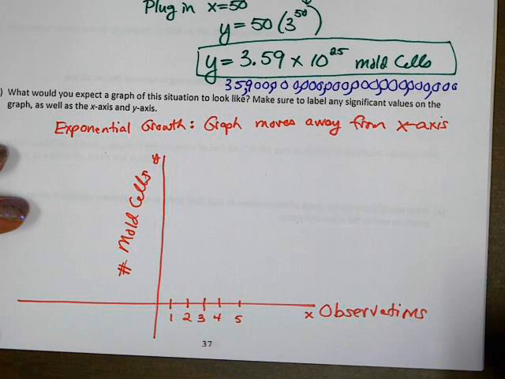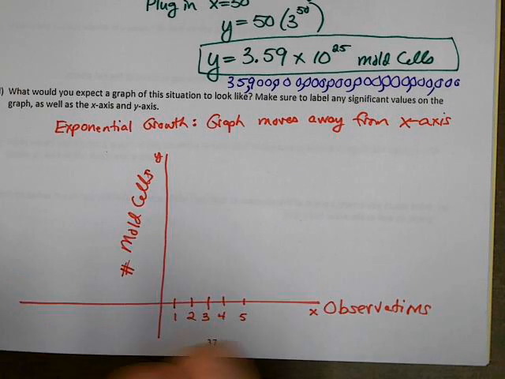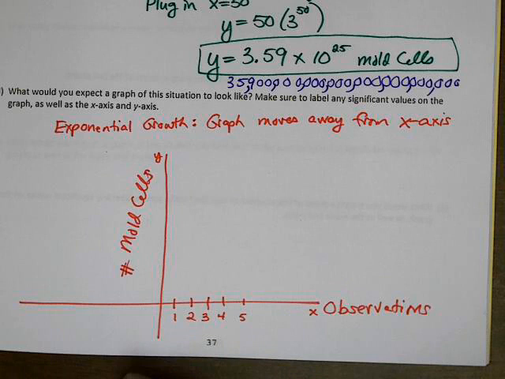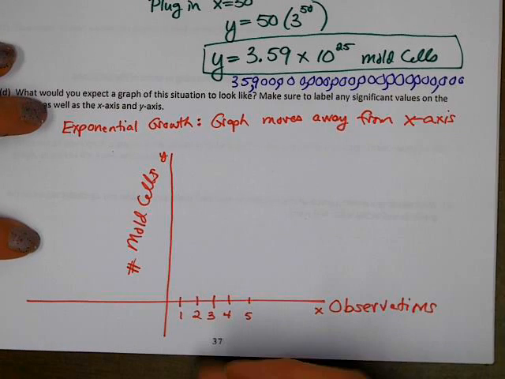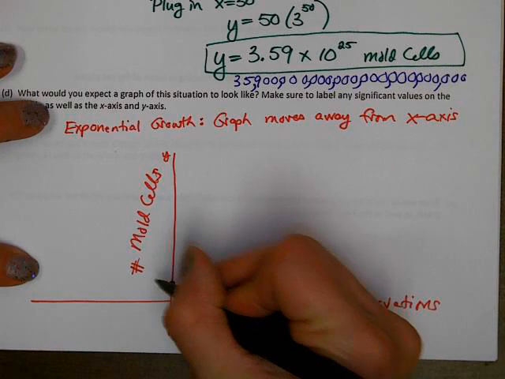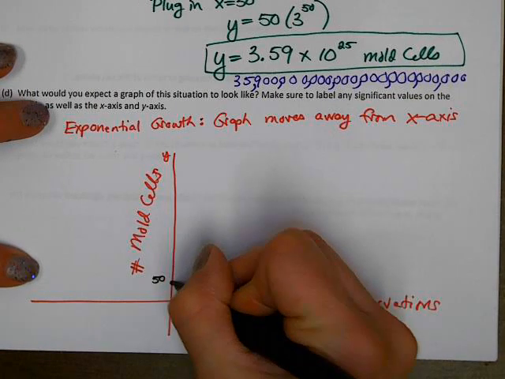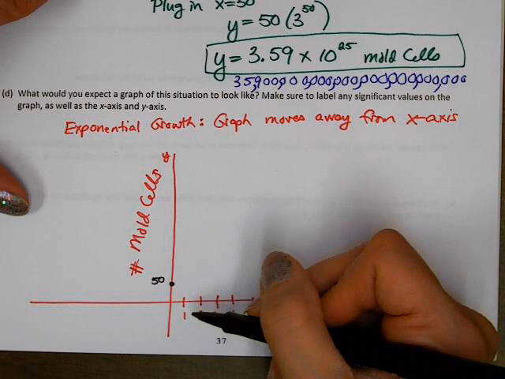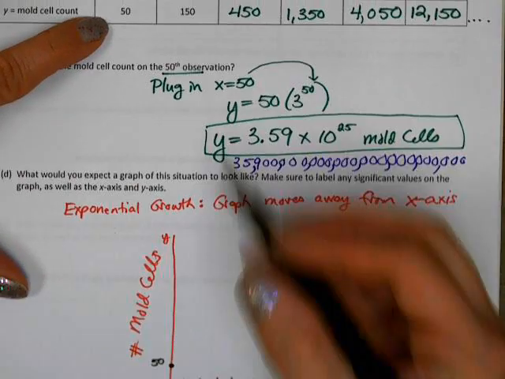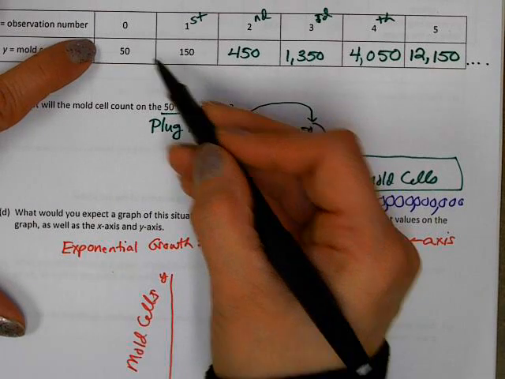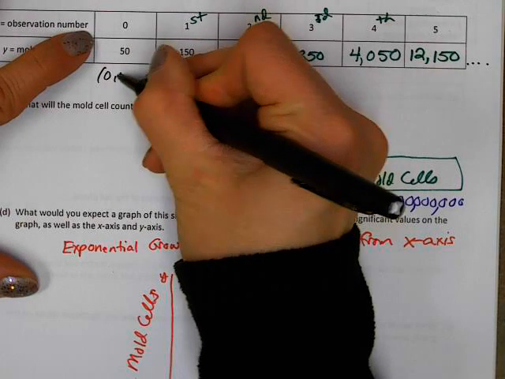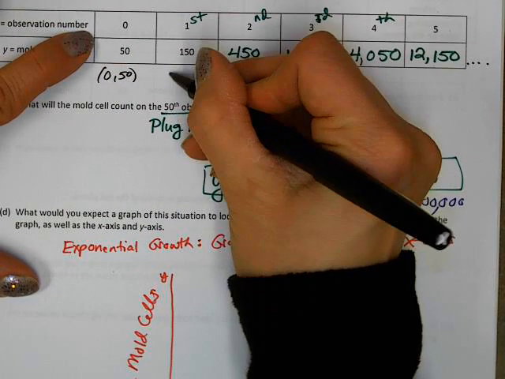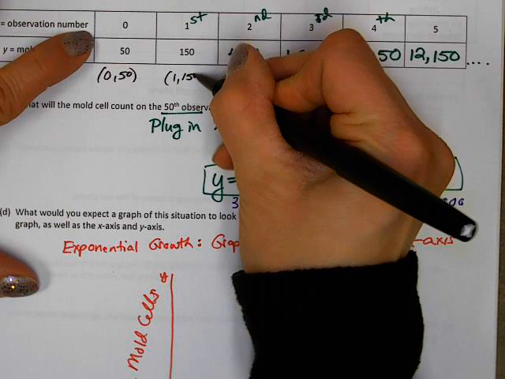Okay, so when we started this graph, we start in the beginning of time. How many mold cells do we start with? Like the y-intercept. We started with 50. We start with 50 mold cells. So that's going to go on the y-axis. 0, 50. We're going to take a look at this chart and we're going to plot these points. 0, 50. The next one is 1, 150.